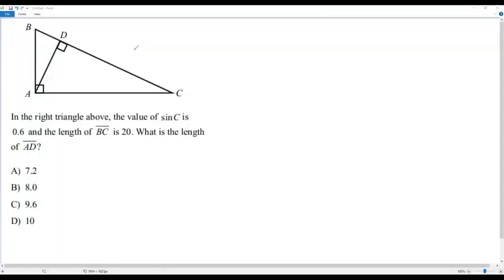Here we have a SAT math problem. Okay, let's go to the question. In the right triangle above, the value of sin C is 0.6 and the length of BC is 20. What is the length of AD? We have to find the length of this line segment AD over here.